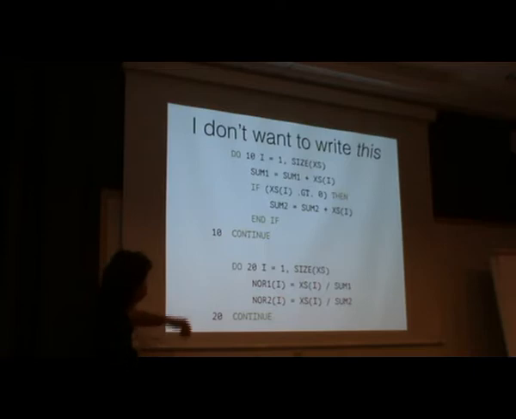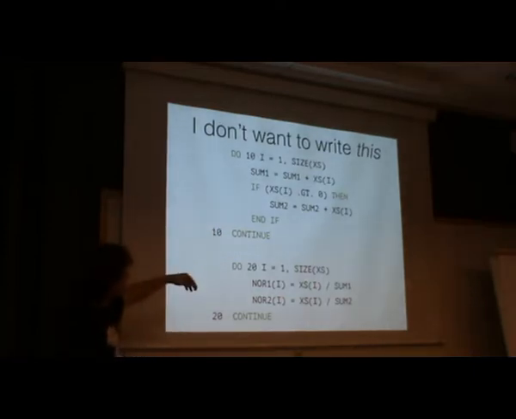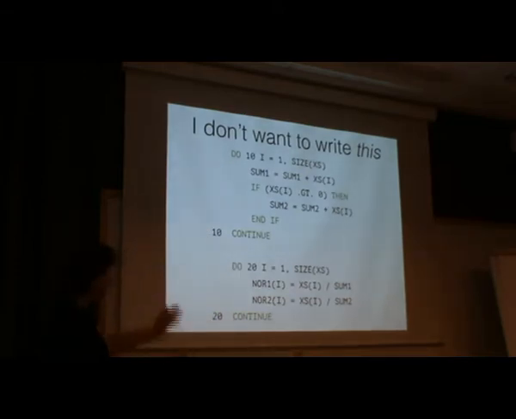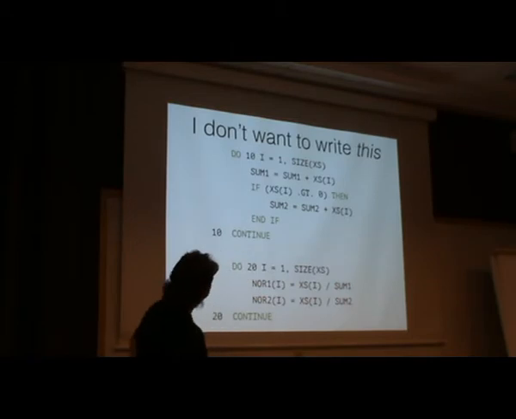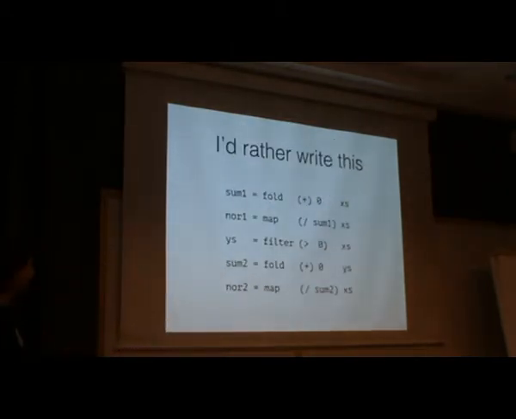So we've got some Fortran code here. Two loops. First loop, we're creating two sums, the sum of all the elements, the sum of the positive elements. Then you're creating two output arrays, dividing by each sum. So normalize, some sort of normalize function. But obviously we want to write it in Haskell.